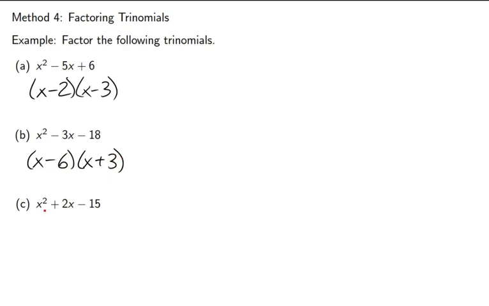Here's the final one. They multiply to negative 15 and add to positive 2. Which two numbers do that? Well, if you said 5 and 3, you're right. And this time the 5 is positive because the 2 is positive. And there you go.